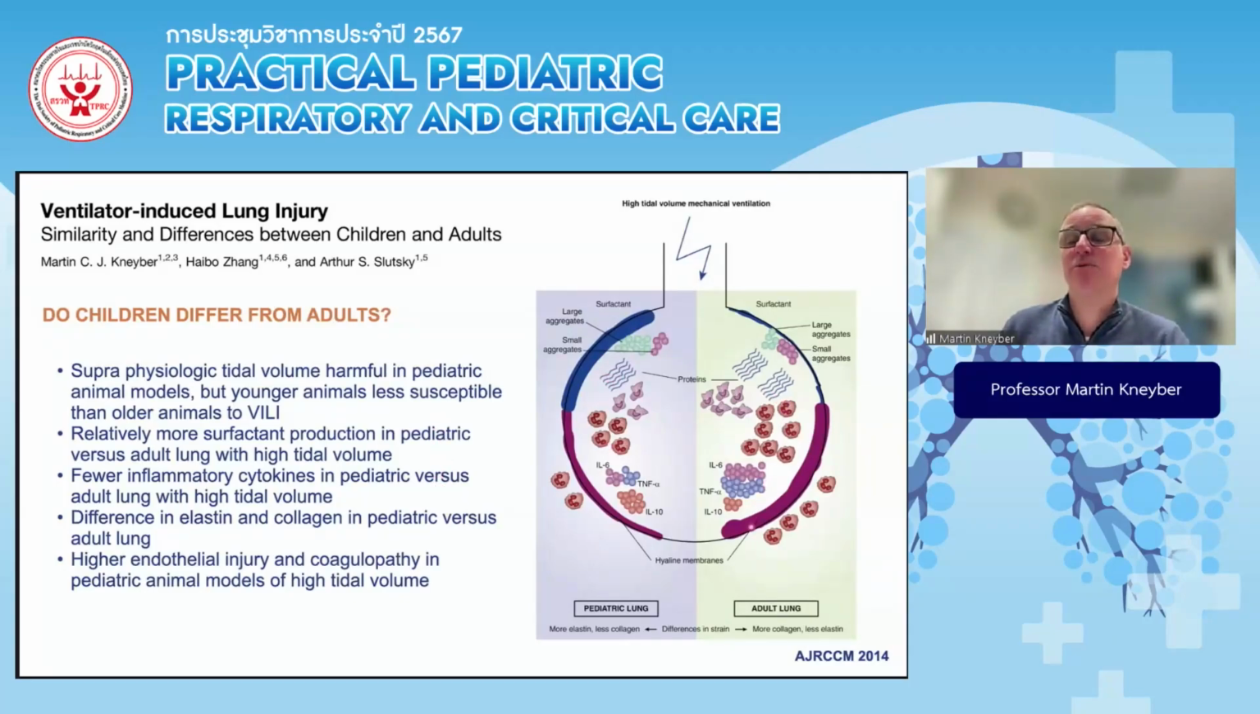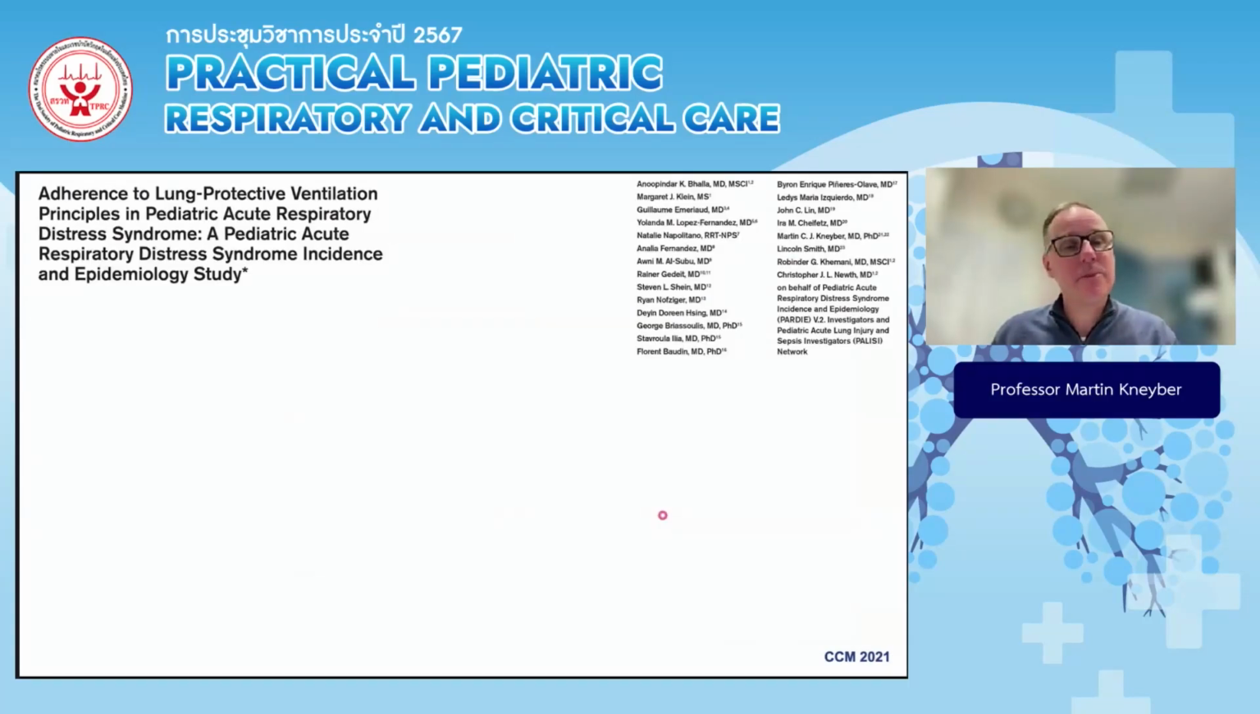There was a difference in surfactant production. There was a difference in the immune response, with less pro-inflammatory and more anti-inflammatory cytokines. There was a difference in the structure of the tissue itself, elastin, collagen, and a difference in how the vascular system responded. So it makes it even more difficult to understand what's going on in the context of the developing lung.